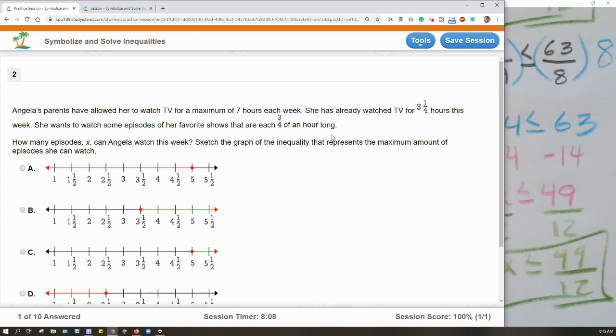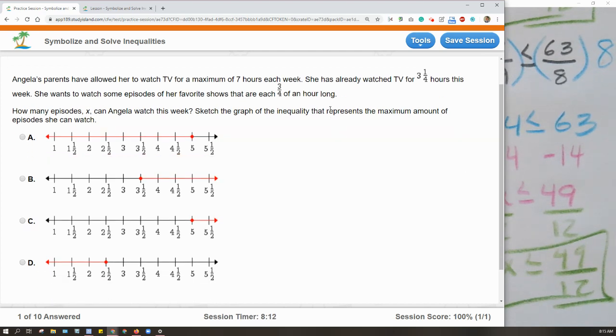So again, we're talking about a maximum, which means our answer should be less than or equal to a number. Look at our graphs. Which of these graphs stand for less than or equal to? Well, the ones that are pointing left represent less than. So we're talking about A or D. And if you have the or equal to, they're solid dots, but all of our graphs in this option have solid dots. So it's going to be A or D. Those are the ones that say less than. These other ones, B and C, are greater than.